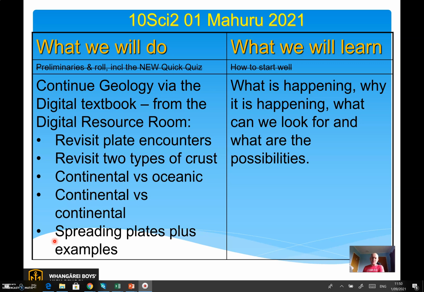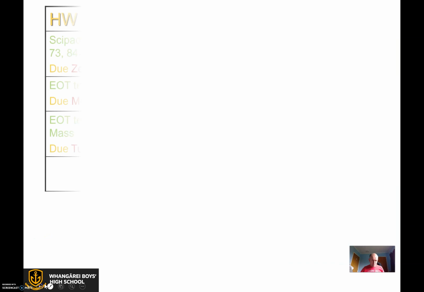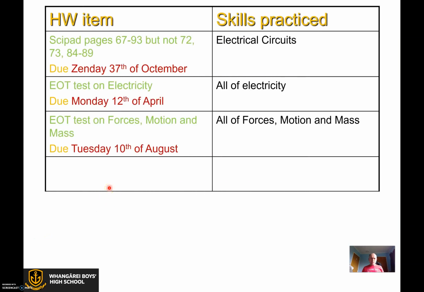I've got something different for you today. I've actually got a little bit of writing, well not so much writing as drawing, sketching things up. Okay, let's get going here. I'd like to look at revisiting plate encounters, revisiting two types of crust, and then talk about combinations of things that happen with two combinations for impacting, squeezing up against each other, and one example for spreading plates apart.